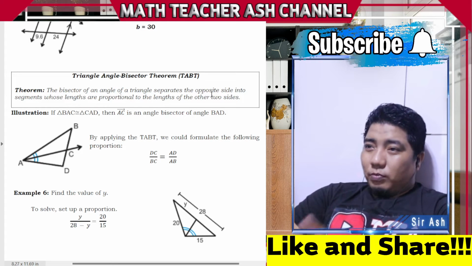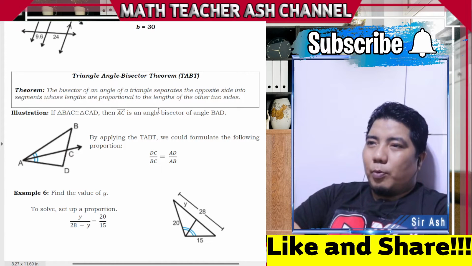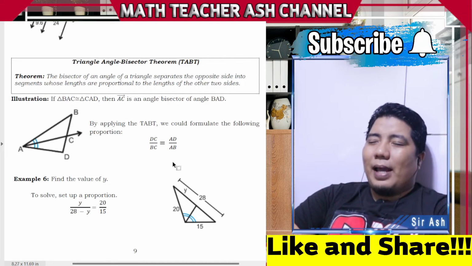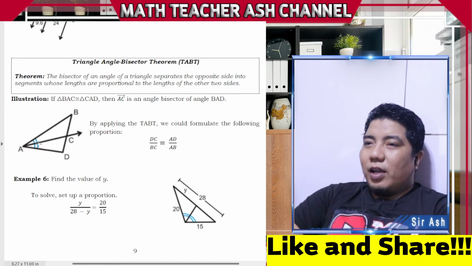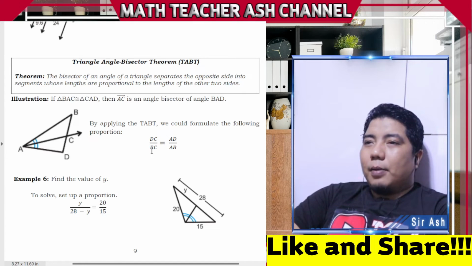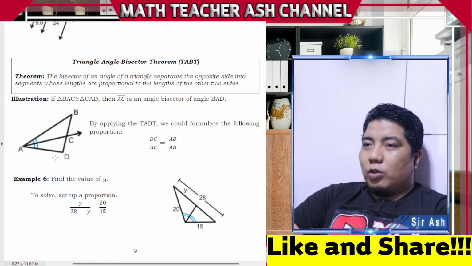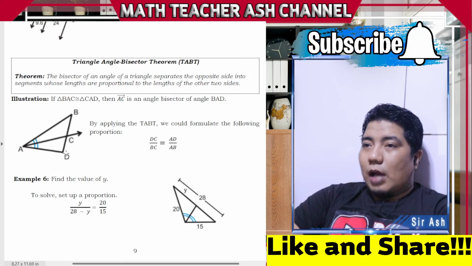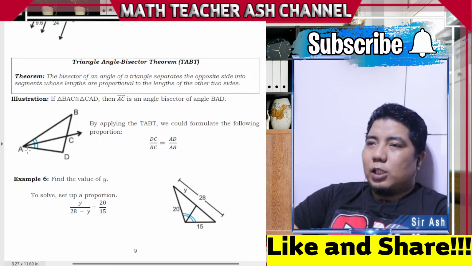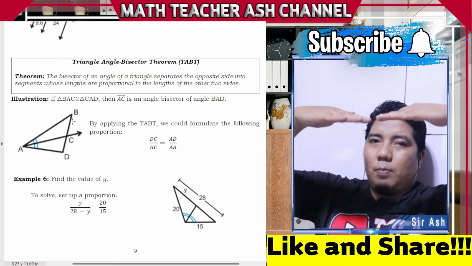Separates the opposite sides into segments whose lengths are proportional to the lengths of the other two sides. Okay, by applying the triangle angle bisector theorem, we have here this triangle ABD with AC as the bisector. DC is proportional to BC, and then AD is proportional to AB. So, basically, this becomes proportional, then this becomes proportional.